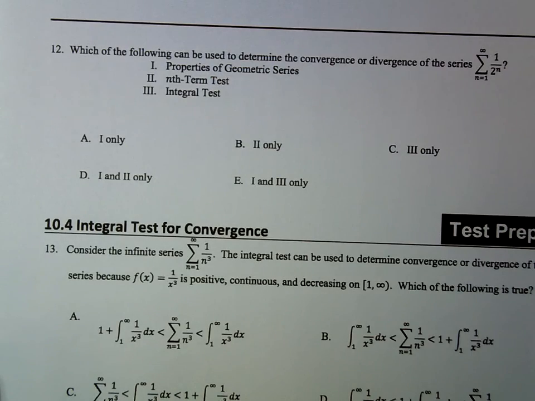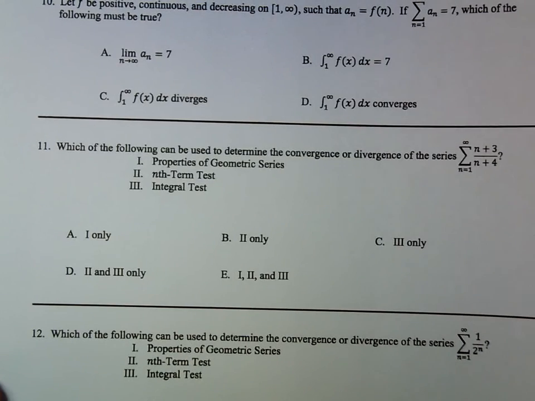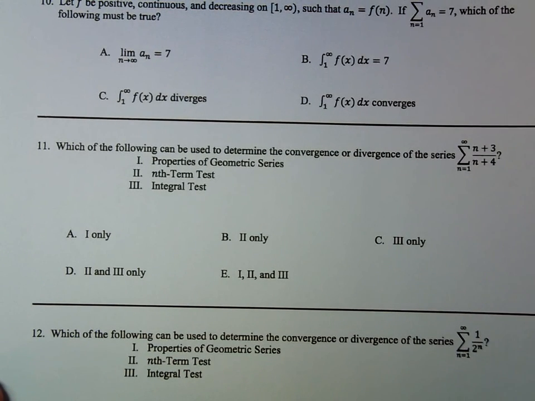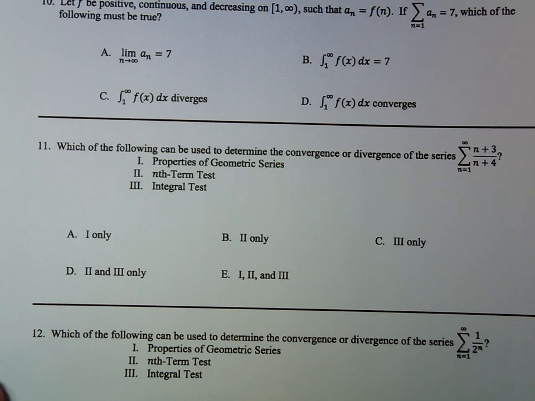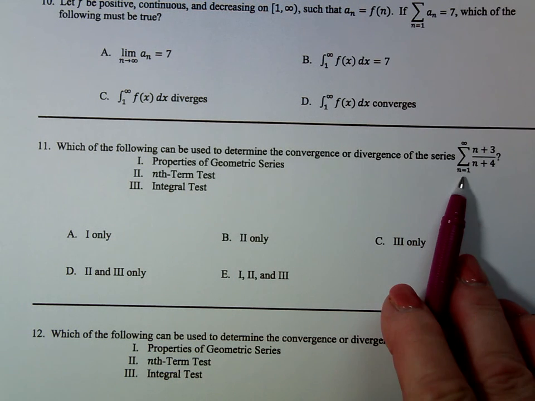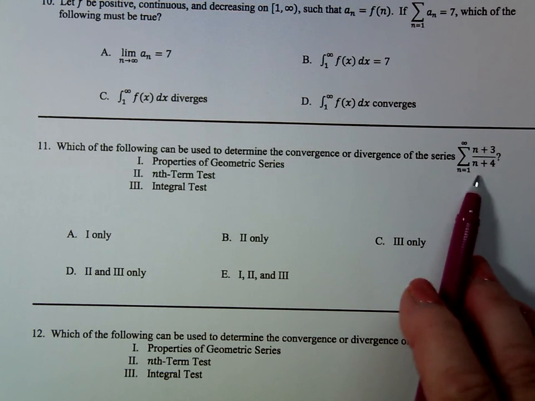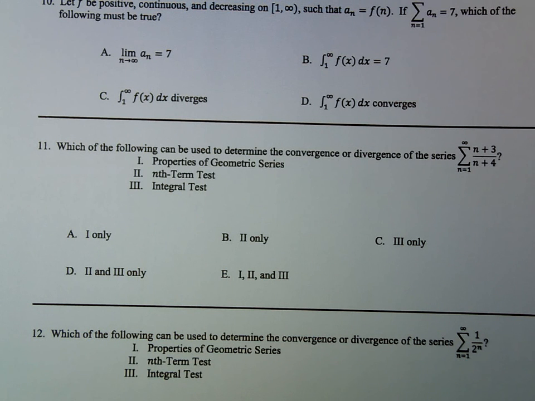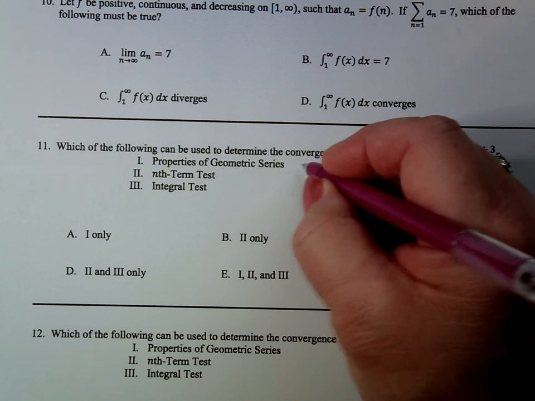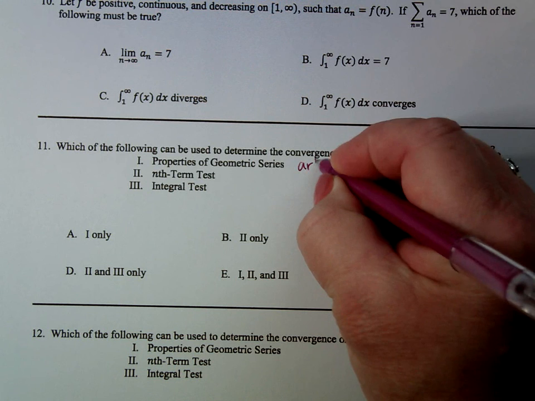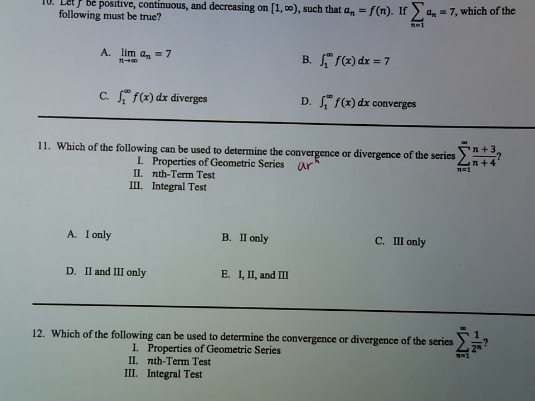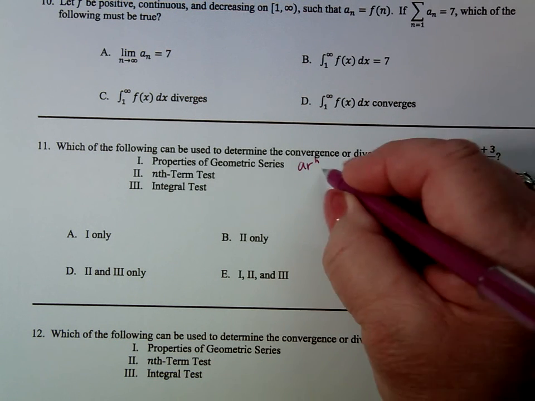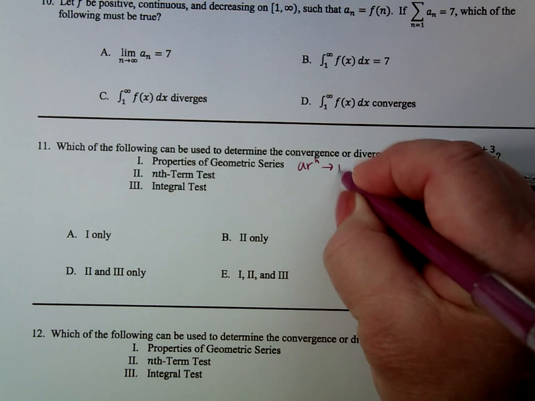I said I wanted to look at number 11. This will be the last one, I promise. Which of the following can be used to determine the convergence or divergence of this series? I'm looking at the series from 1 to infinity of n plus 3 over n plus 4. So properties of the geometric series. Is this set up as a geometric series? Remember, geometric series were a r to the n. You have to have a ratio of some sort, a common ratio. And this one doesn't have that. There's nothing being raised to the nth power, so there's no r value for this guy. So this guy doesn't apply.